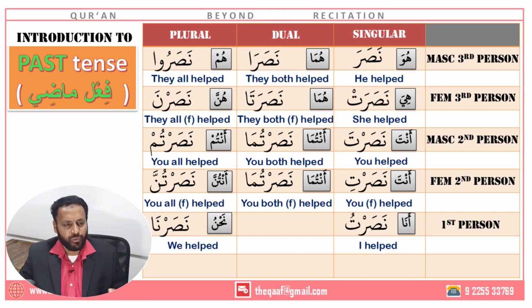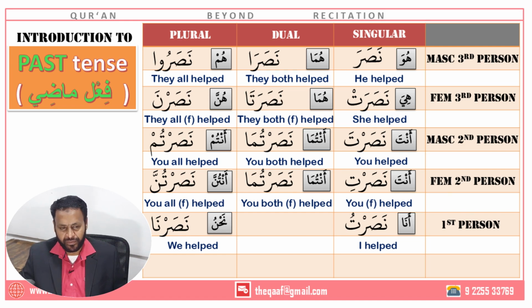So Nasarna, and once you get Nasarna, now just follow the pronoun table, anta, antuma, antum. So Nasarta, Nasartuma, Nasartum, Nasarti, Nasartuma, Nasartunna. And then we come to the ana part. Ana means I, the opposite of you, so add a tu. Nasartu means I helped. And then the last word is created using the hunna location, just add an alif.